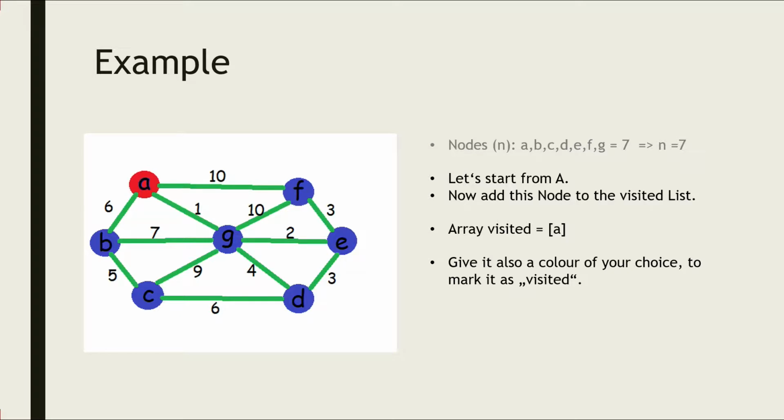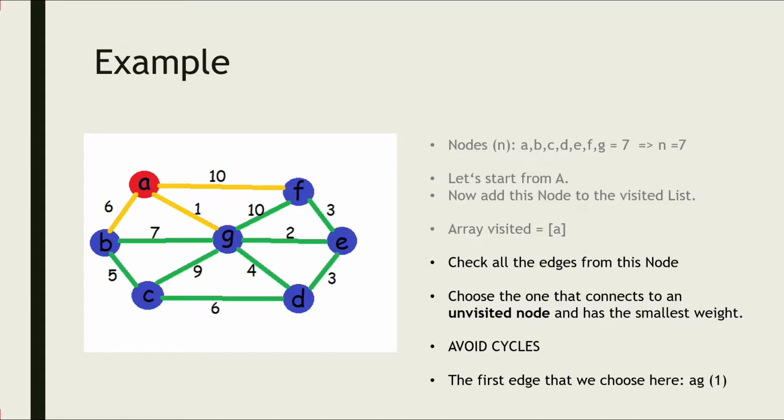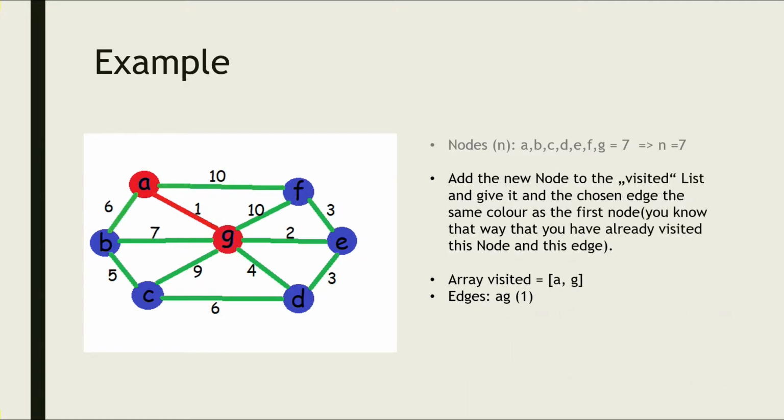Give it also a color of your choice to mark it as visited. I will give it here the color red. Now check all the edges from this node. Choose the one that connects to an unvisited node and has the smallest weight. Remember to avoid cycles. The first edge that we choose here is the AG, which has the weight of 1.